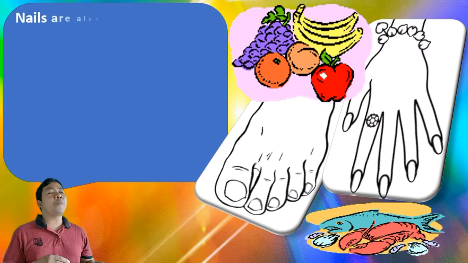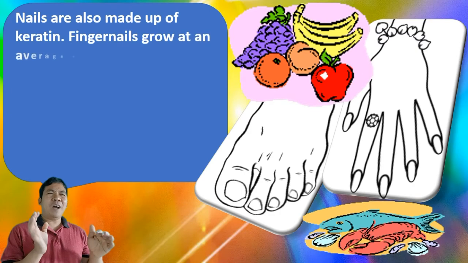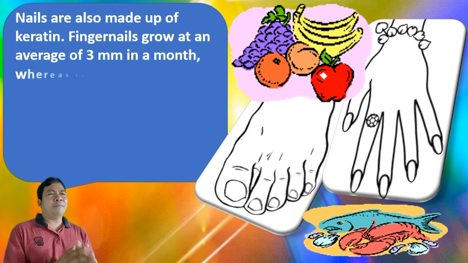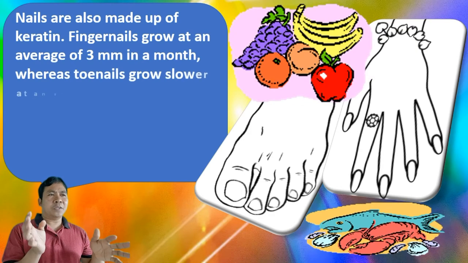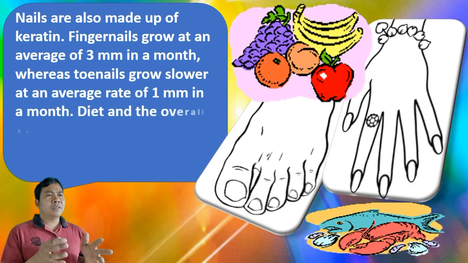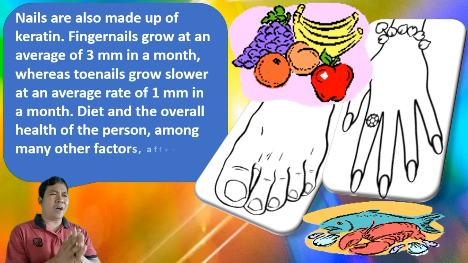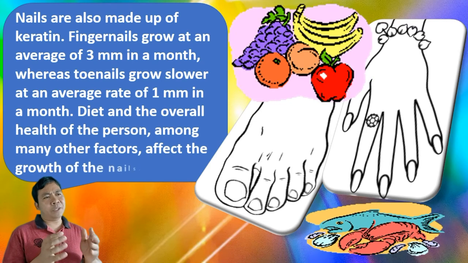Nails are also made up of keratin. Fingernails grow an average of 3 mm in a month, whereas toenails grow slower, an average of 1 mm in a month. Diet and overall health of the person, among many other factors, affect the growth of the nails.